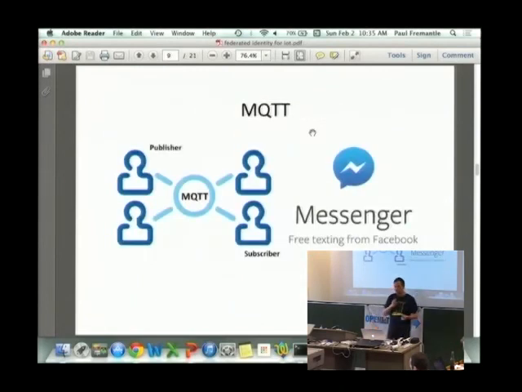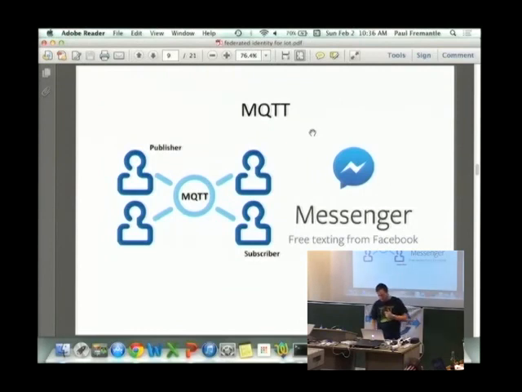So I'm also briefly going to talk about MQTT. Who's used MQTT before? Okay, a few of you. That's interesting. Let me ask you a different question. Who's got Facebook Messenger on their phone? Okay, so more of you have used MQTT. You just didn't know it.